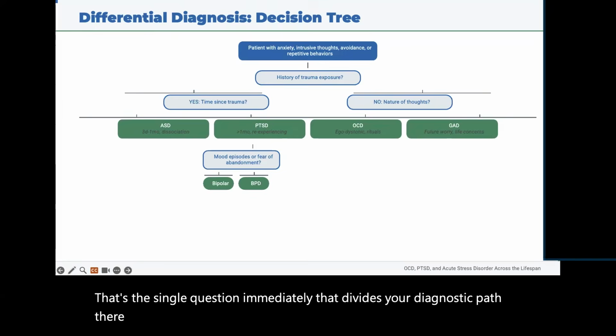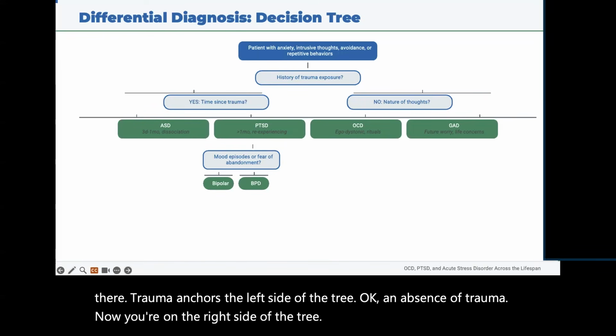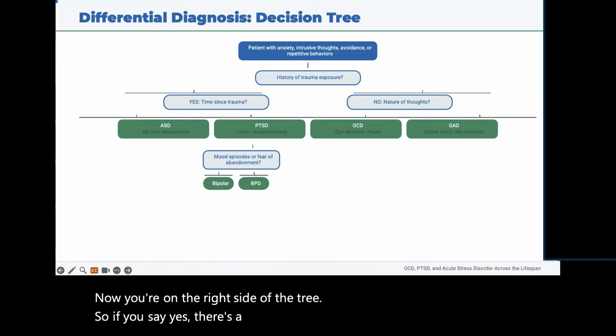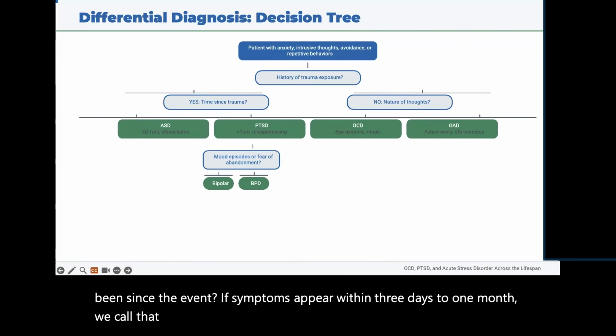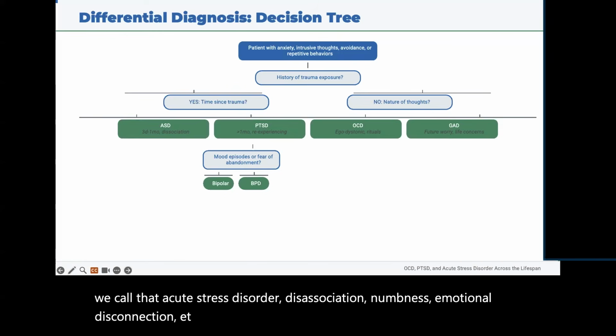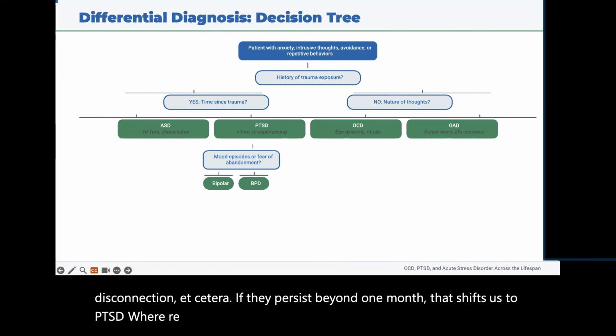Trauma anchors the left side of the tree, okay? And absence of trauma, now you're on the right side of the tree. If yes, there's a trauma history, then we ask, how long has it been since the event? If symptoms appear within three days to one month, we call that acute stress disorder: dissociation, numbness, emotional disconnection, etc. If they persist beyond one month, that shifts us to PTSD, where re-experiencing and avoidance are now center stage.